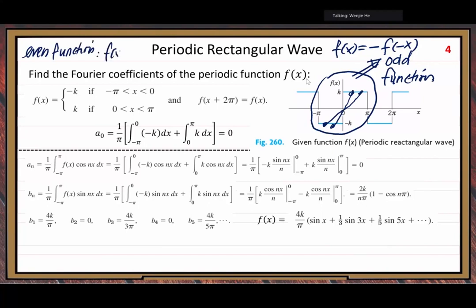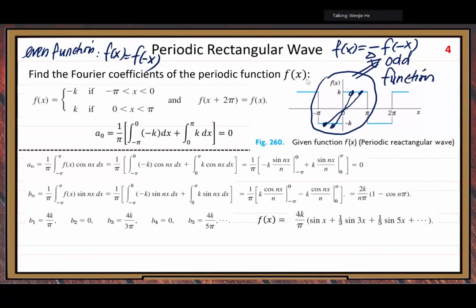f of x equals f of negative x, that's an even function. And f of x equals negative f of negative x, that's an odd function. Okay. So the original function is an odd function. Then we do the series expansion. You can see all the even terms are gone, and all the odd terms are left.